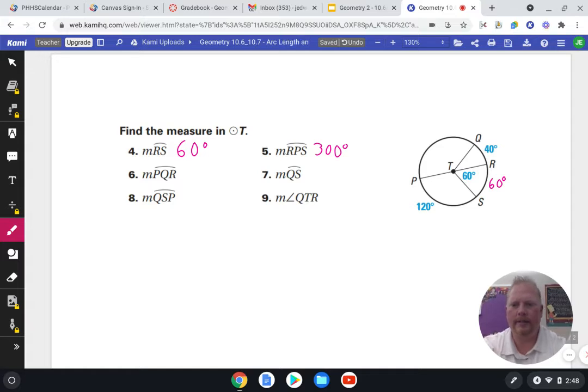Number 6, the measure of arc PQR. So it starts at P, goes through point Q, and ends up at point R. Well, that's exactly half of the circle. That's a semicircle, so that's 180 degrees.